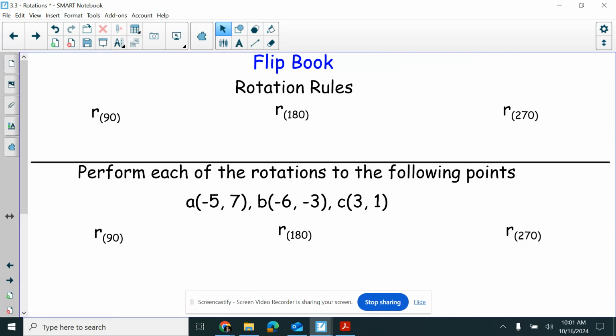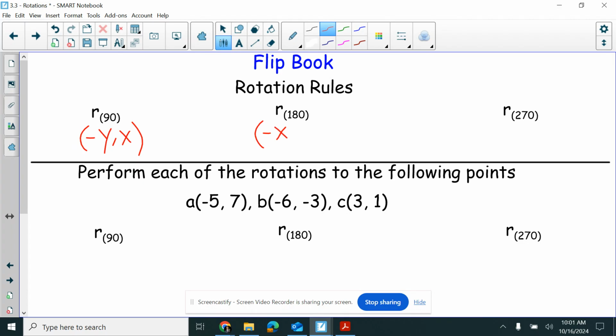My rule for a 90-degree rotation is going to be the opposite of y, then x. For a 180-degree rotation, where the little r stands for rotation, the rule is the opposite of x, the opposite of y. For a 270-degree rotation, my rule is y, then the opposite of x. Remember, the negative just means the opposite of whatever the sign is. So positive becomes negative, negative becomes positive.